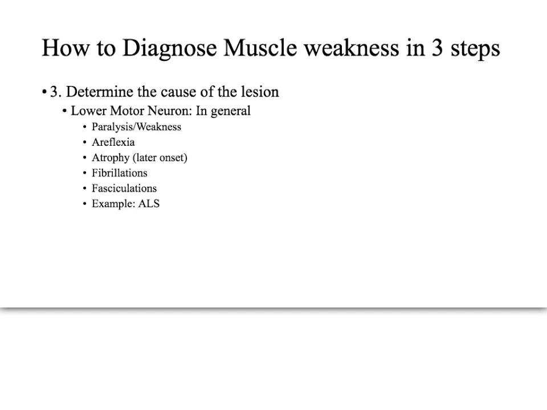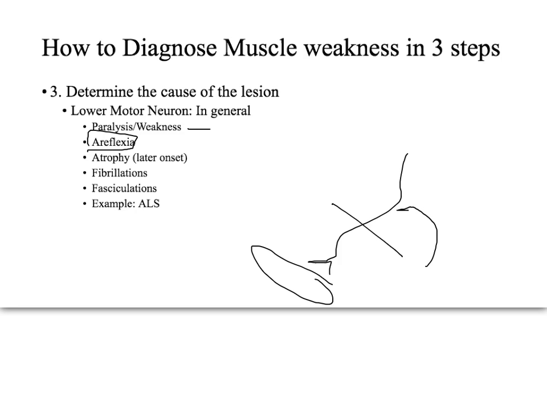Then lower motor neuron: if you understand the upper motor neurons, lower motor neurons should be easy. You get paralysis and weakness, so weak muscles, that's what this whole thing's about. You get areflexia because, this is the lower motor neuron, it's going to the muscle fiber. Here's my muscle right here. And if I have a lesion right here and this reflex arc is coming in, that input from the reflex arc is not going to be able to travel down this tract and get to the muscle fiber. So you're going to have areflexia, and you're going to have fibrillations and fasciculations.